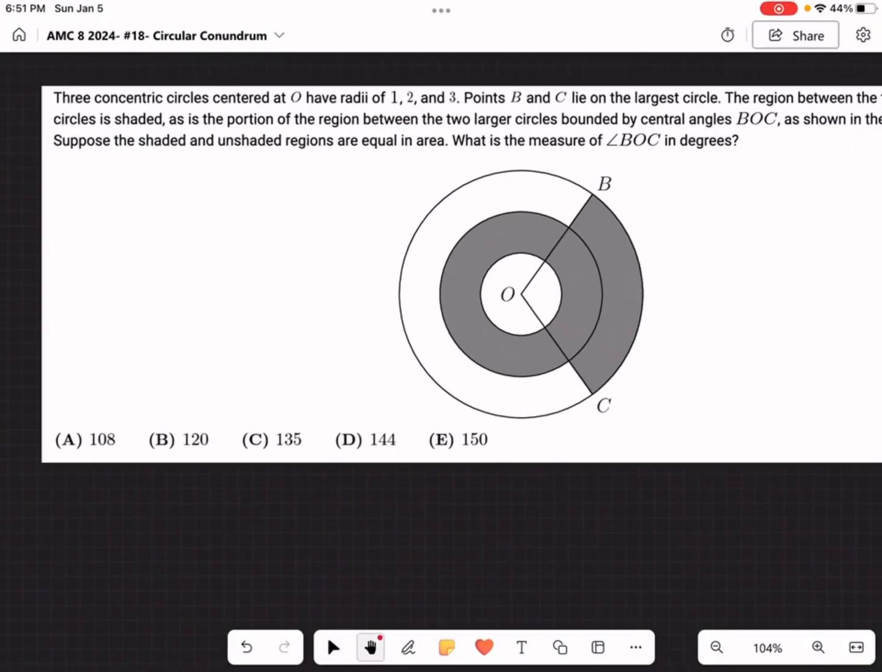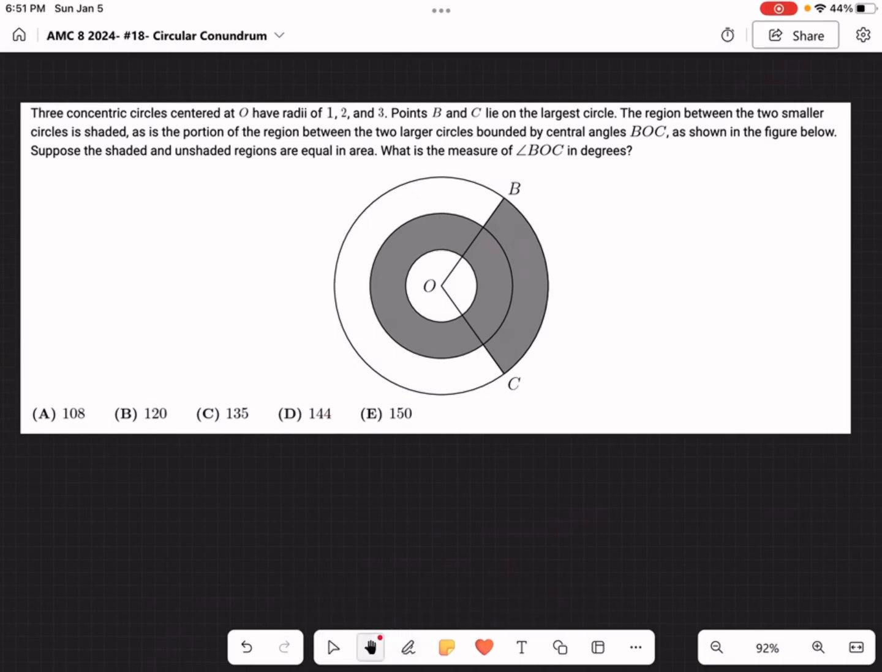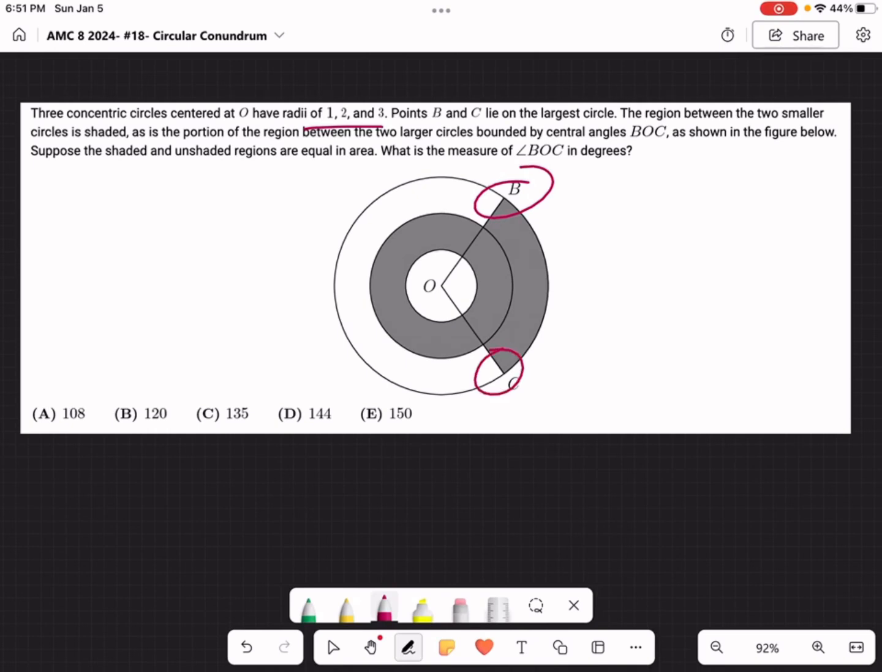Three concentric circles centered at O have radii of 1, 2, and 3. Points B and C lie on the largest circle. The region between the two smaller circles is shaded, right? So all this darker stuff is shaded.